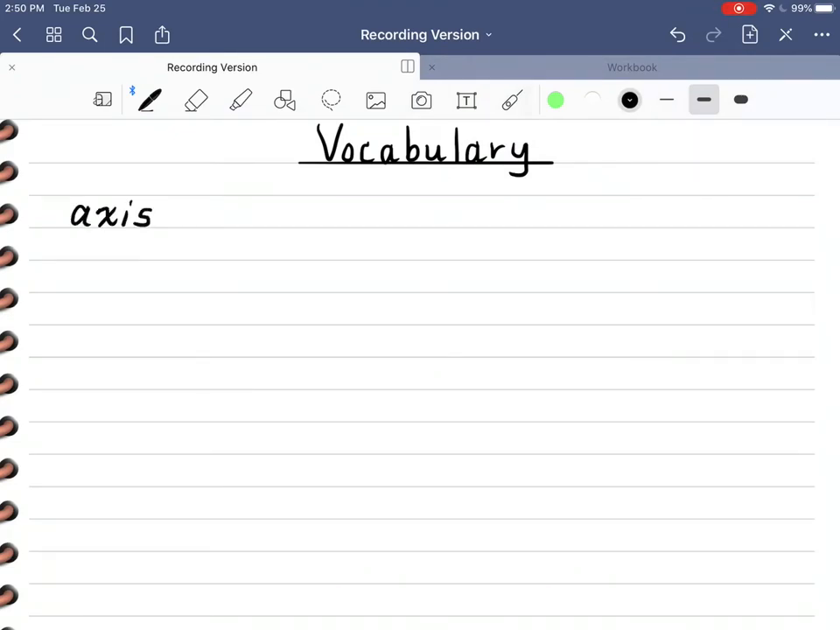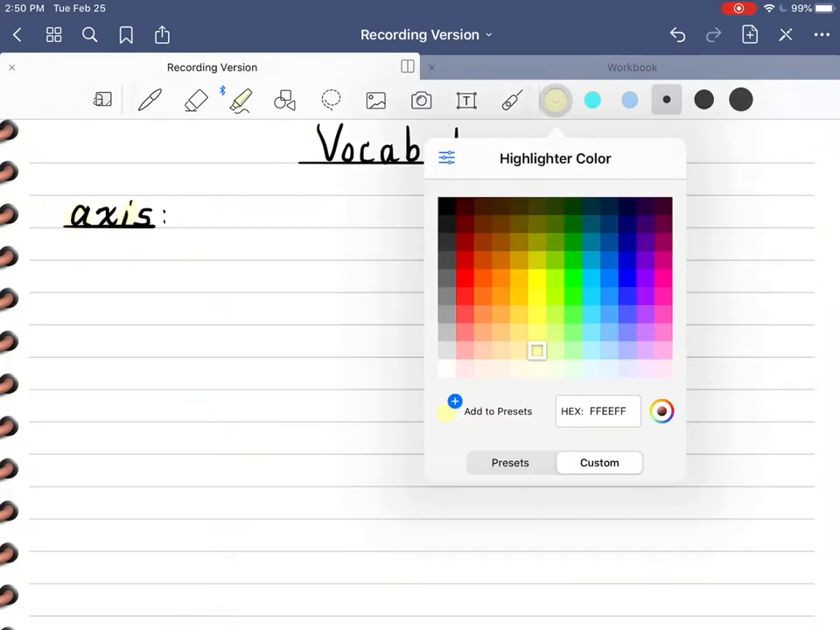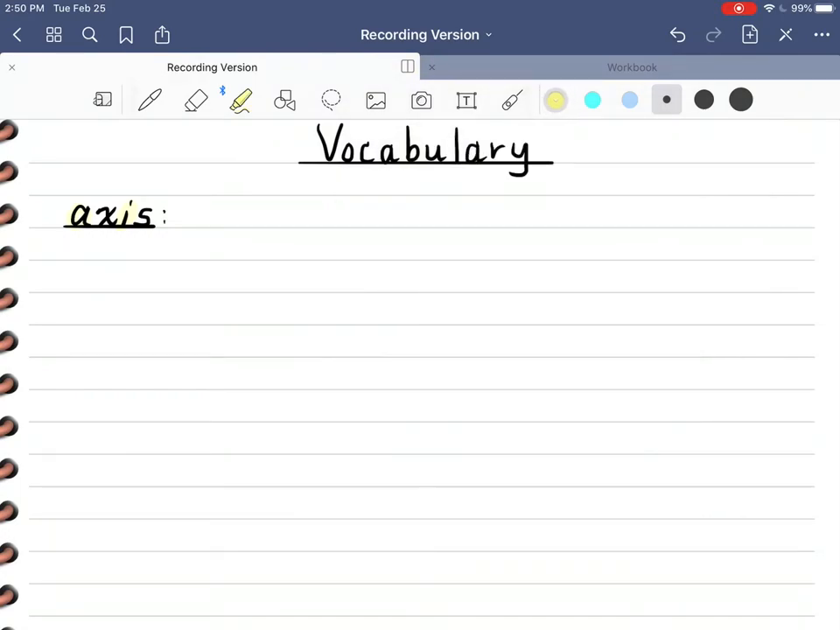Axis. So we have vowels in this word. Let's go ahead and mark those. I have an A and an I. And you can barely see that yellow. Let's darken that up just a hair. So there's A and I. So this word has two syllables. I hear both of those vowels. So I'm going to mark the first one. We have axis.